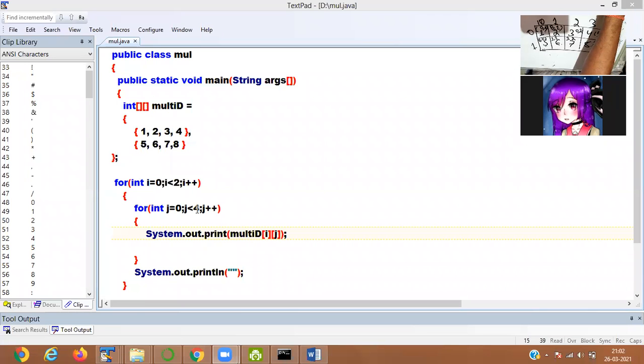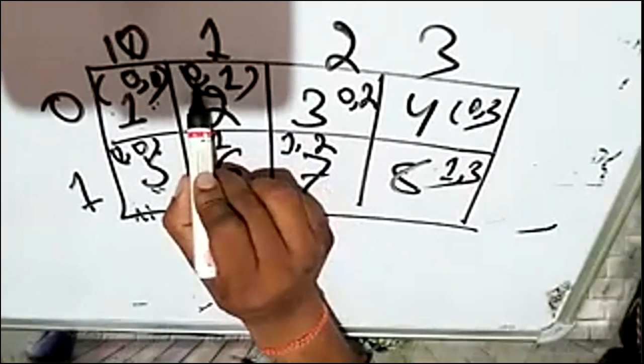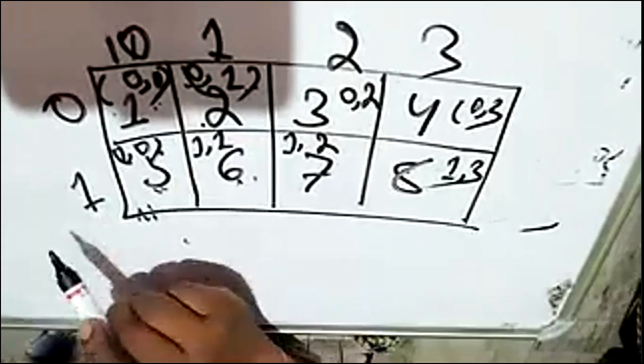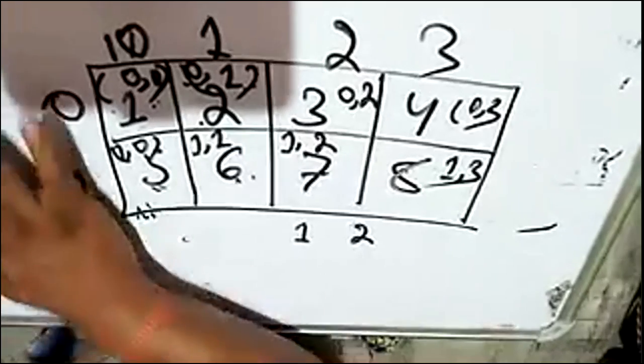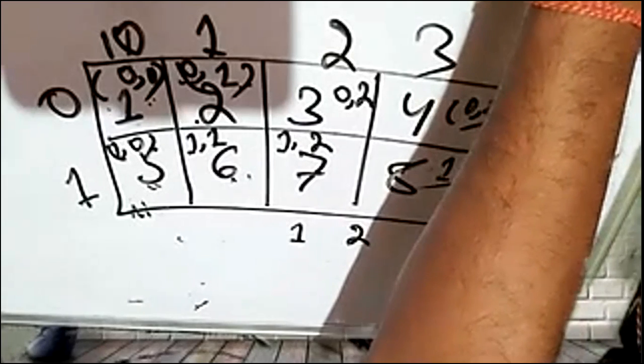Next see that J value is 0. Now J is incremented to 1. 1 is less than 4, condition is true. Now it is coming to this part. I0 J1. So I0 J1 means what it will show? It will show 0 and 1, it is printing you here 2. Okay, like first it is showing you 1 and 2. It is output. Next J value is incremented to 2.